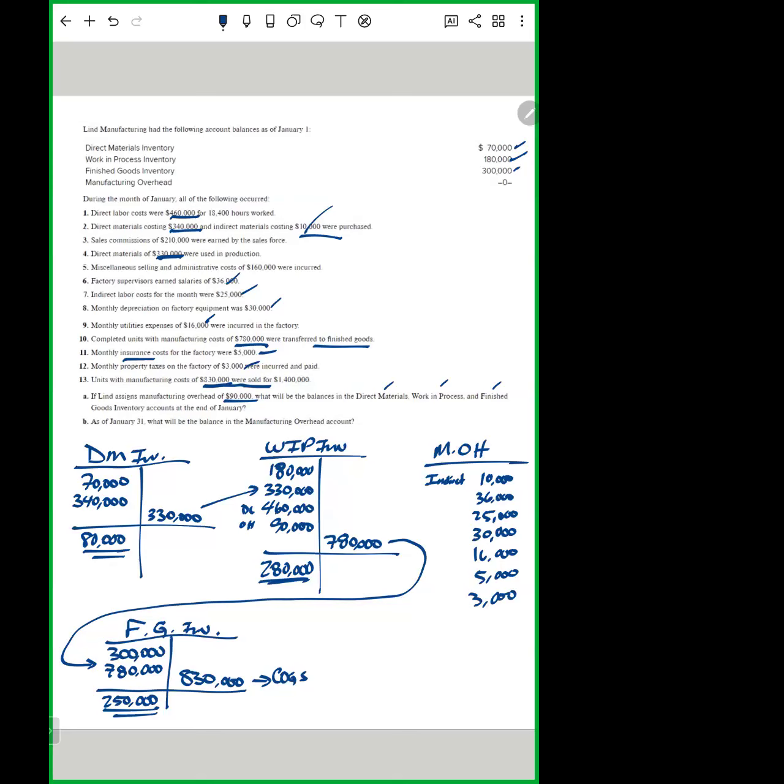And then out of manufacturing overhead, we subtracted or we allocated 90,000 to WIP. So I'm going to put the 90,000 on here and I'm going to show it as negative. And let's do this math. So 10 plus 36 plus 25 plus 30 plus 16 plus 5 plus 3, 125 minus the 90 leaves me with $35,000 is my ending balance in manufacturing overhead.